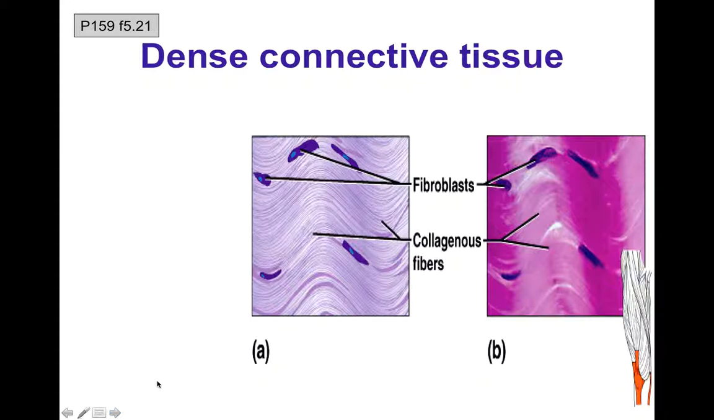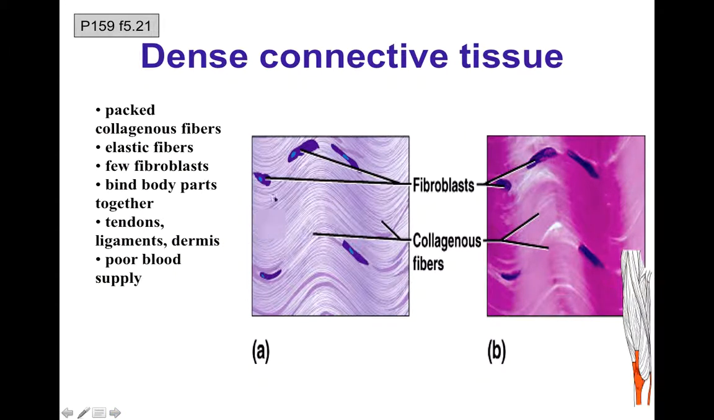Dense connective tissue is going to have lots of collagen. It's called dense connective tissue because notice you don't see much space in here. All those collagen fibers are packed really tightly together. This is found in tendons and ligaments, but because there's not a lot of space, there's not a lot of room for blood supply. That's why tendons and ligaments take a very long time to heal, because there's not a lot of room in there to get blood in.